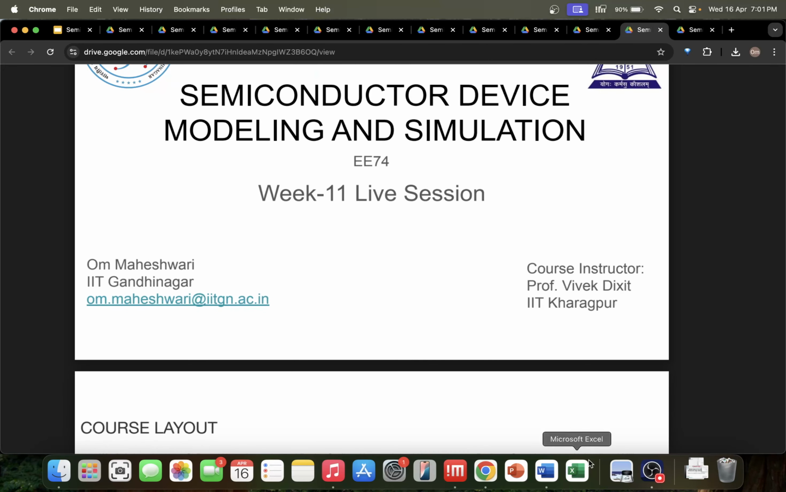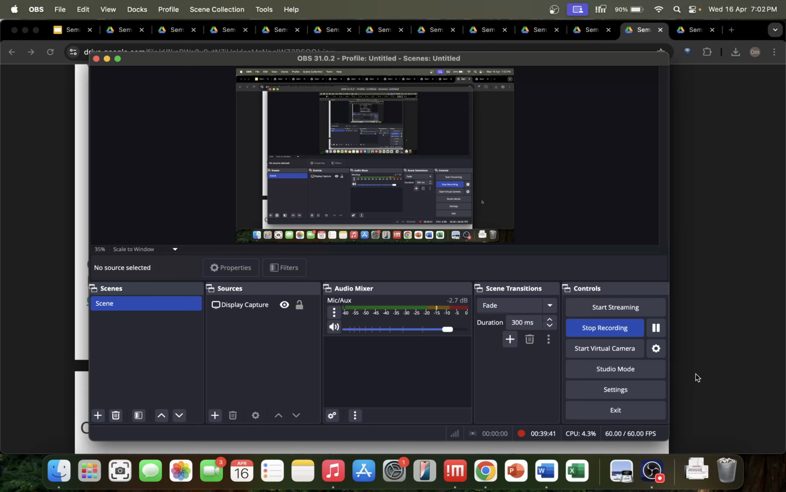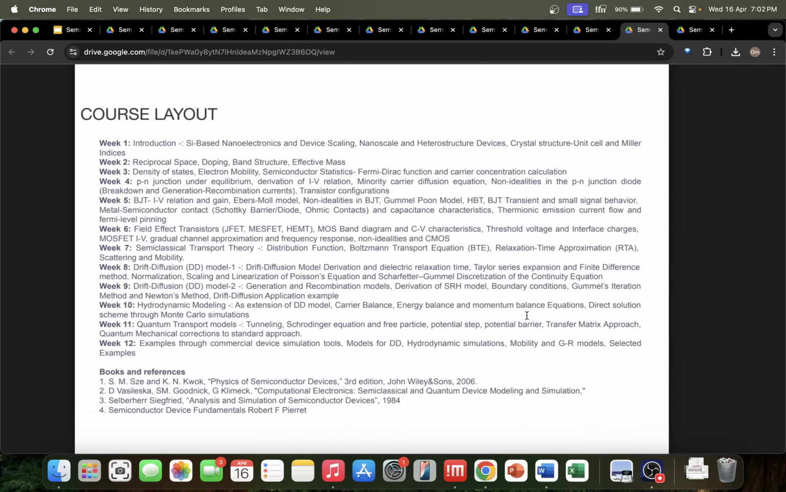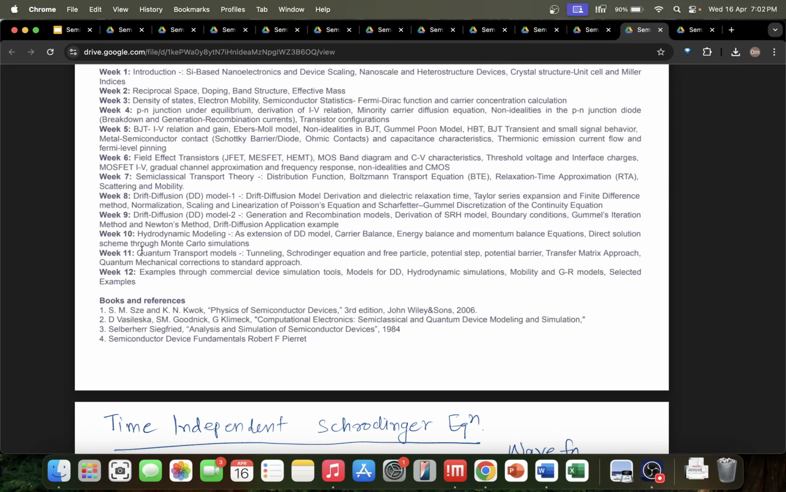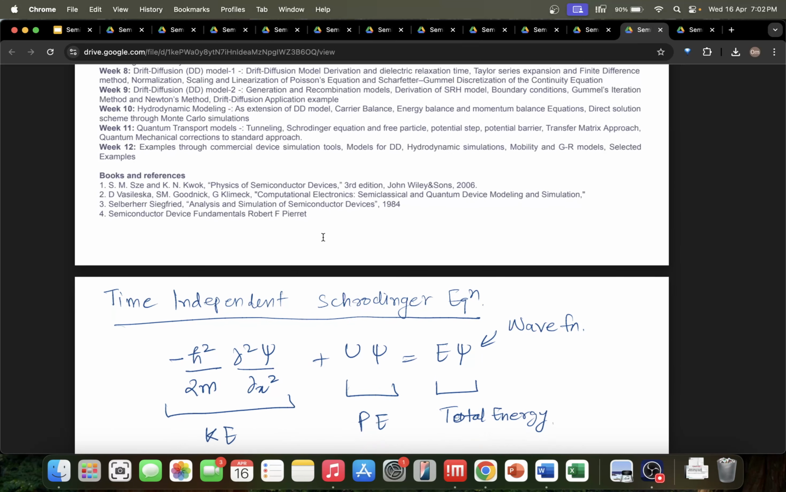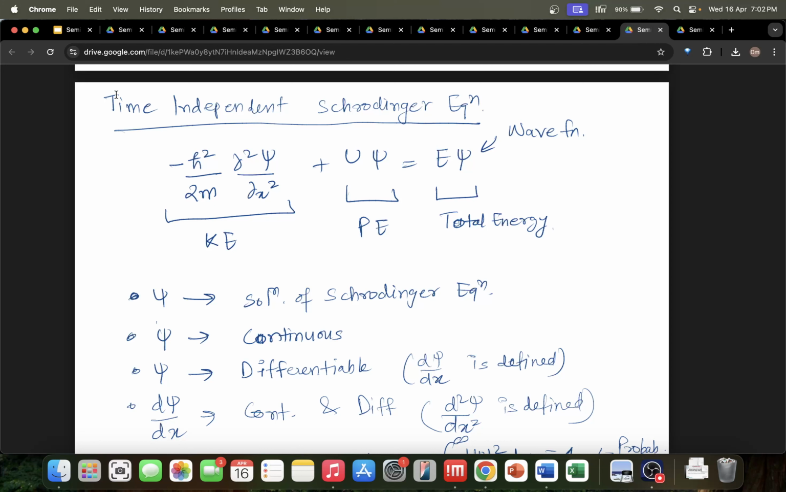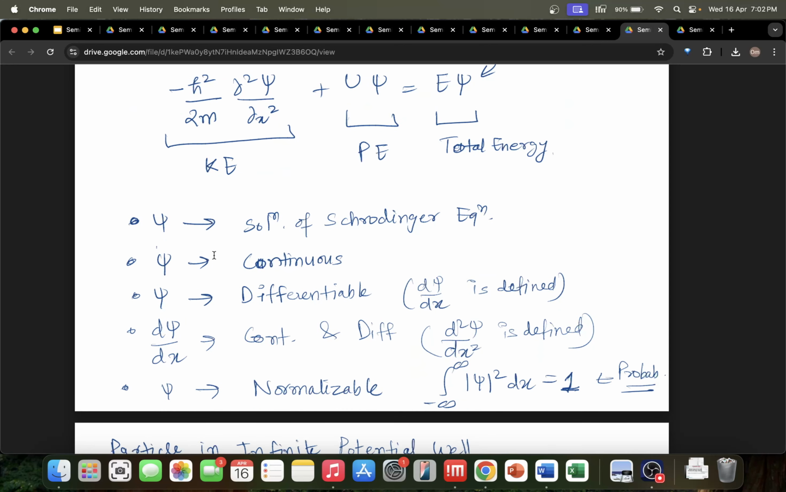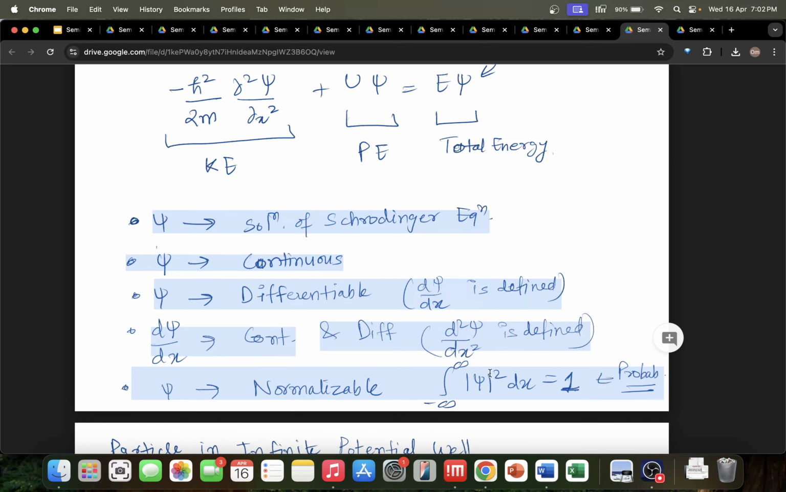Second last week, that is week 11. In week 11, we discussed the quantum transport model, tunneling, the Schrodinger equation, the potential step, the potential barrier. So, this is a very, very important lesson. We started with the time-independent Schrodinger equation. What are the different terms? The kinetic energy term, potential energy term, total energy, and psi, the wave function. What properties should the wave function have?